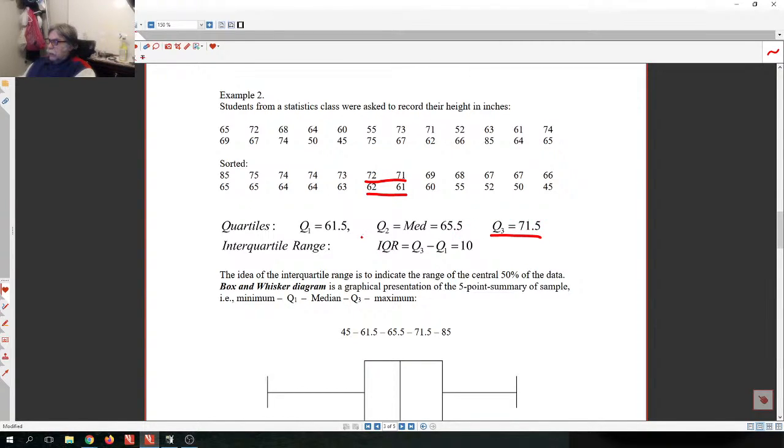So now we have quartile 3, we have quartile 1, and we have a median 65.5. Obviously, we have a minimum and maximum, 45 and 85. I present that this way. I said in the class that you can also separate them with a comma. Anyway, you need to have a minimum, a quartile 1, a median, a quartile 3, and a maximum. When you have those 5 numbers, they are called the 5-point summary of the sample. What we do with that is we create something called a box and whisker diagram.